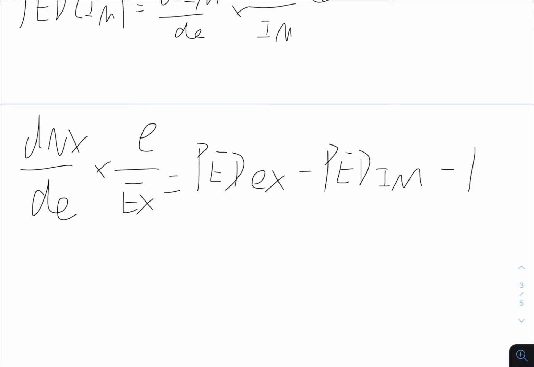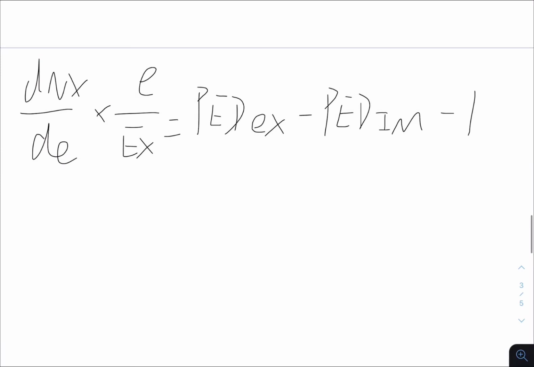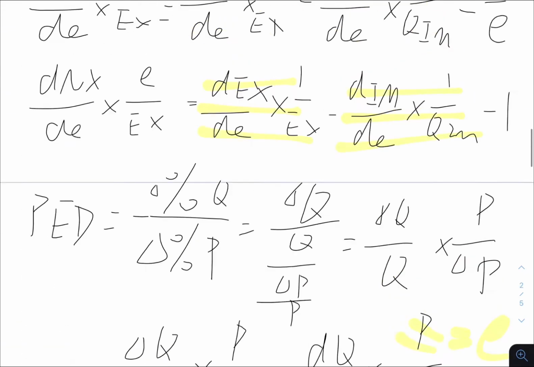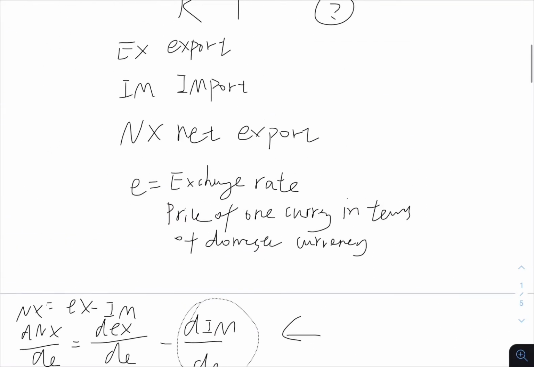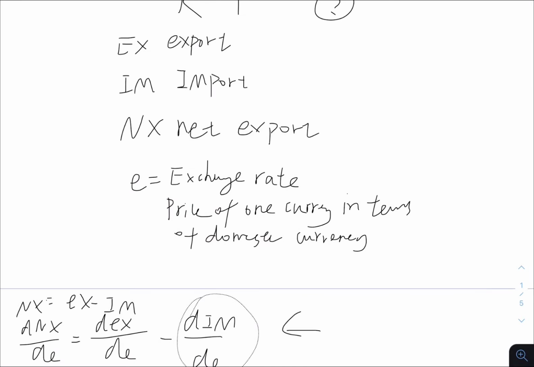Now, back to our Marshall-Lerner condition. We know that if the currency depreciates, then what will happen? When the currency depreciates, the domestic currency is losing its purchasing power. As a result, let's go back to our abbreviations here. E equals exchange rate. It is the price of one currency in terms of domestic currency. As a result, when the domestic currency depreciates, the E will increase.